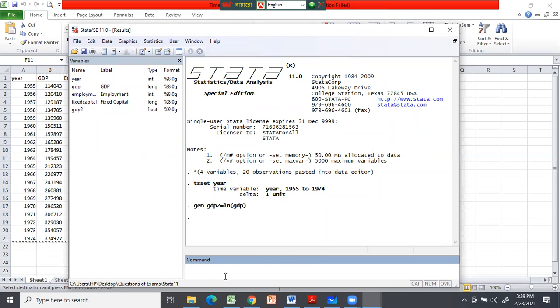Similarly, you'll have to create the log form of the other two variables, employment and also fixed capital. Using this command: generate, or gen, employment2 is equal to ln, opening the first parenthesis, employment, closing the parenthesis. And then similarly, you'll have to create the third variable, generate fixed capital 2, which is in the non-log form now. Now you're making them in log form.